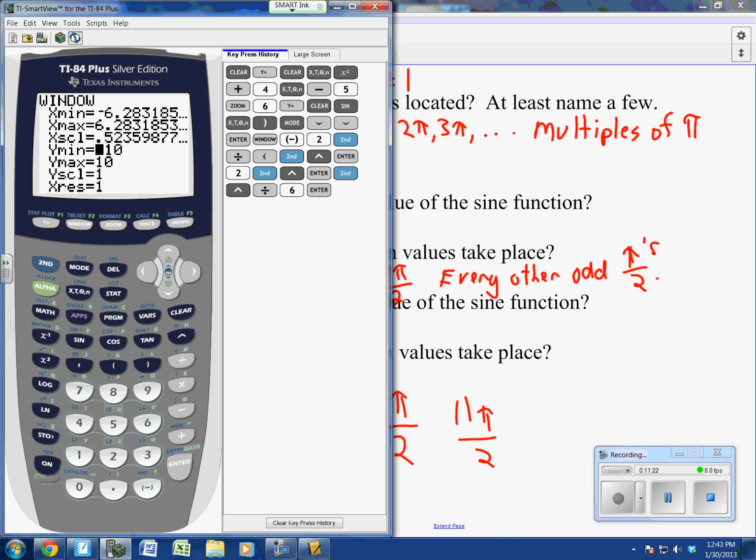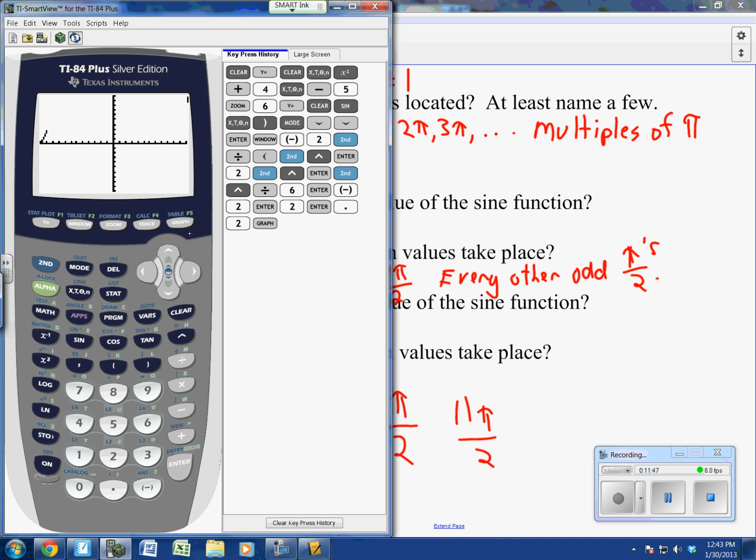Now, what do you think my y min and my y max want to be? Let's just go up to 2 and negative 2, so we have some room to look at it. And what do you want to put the y scale in? Do you want to put it in ones, or do you want to put it in 0.2? Okay, every 2 tenths. Okay, hit graph. You should have a nice looking sine graph.